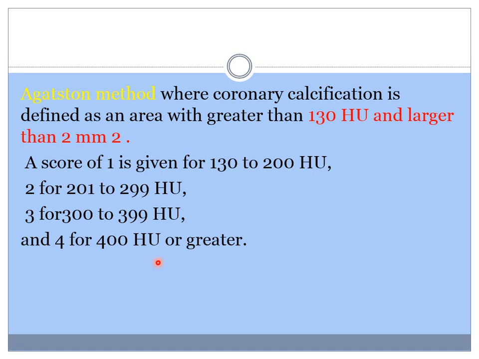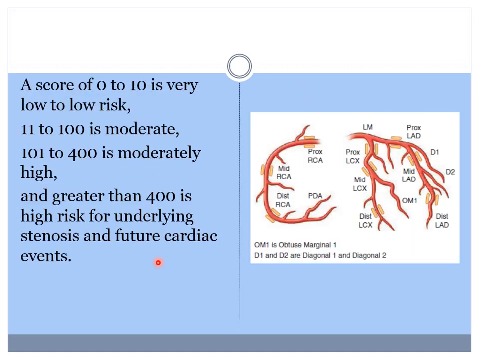We will multiply these according to the location in the coronary artery, then we sum them together and we will have a score. A score from 0 to 10 is very low risk, 11 to 100 is moderate, 101 to 400 is moderately high, and greater than 400 is high risk for underlying stenosis and further cardiac events.